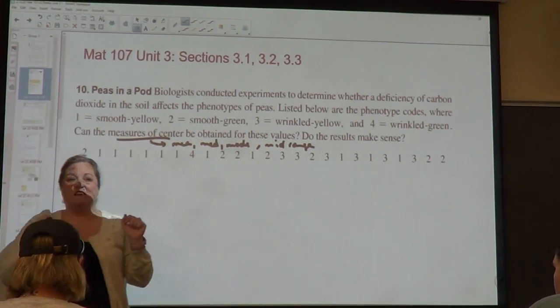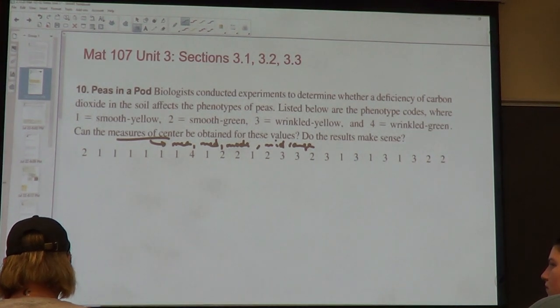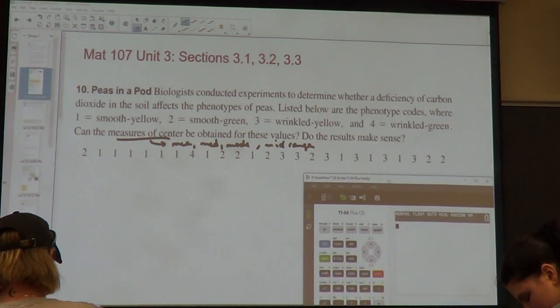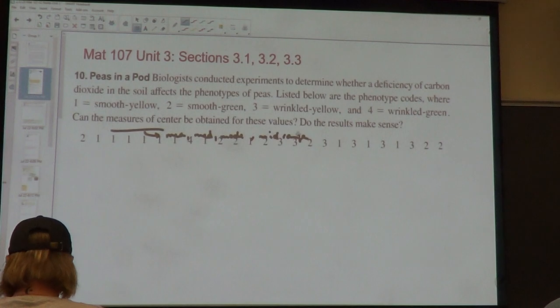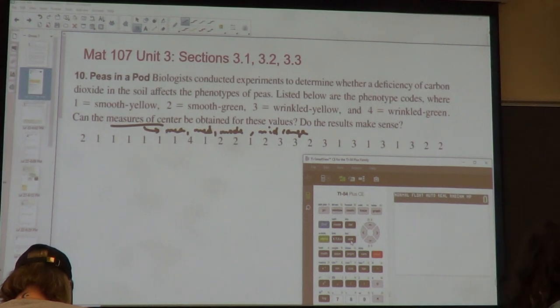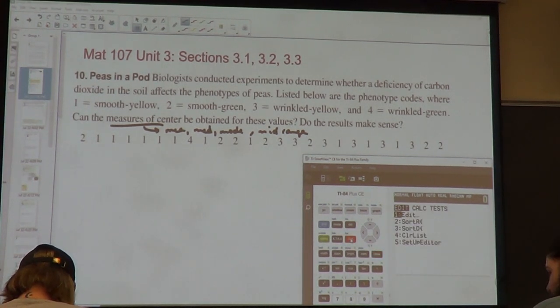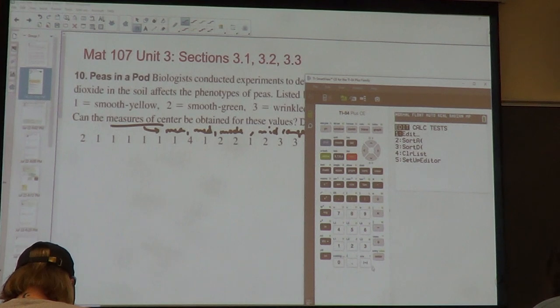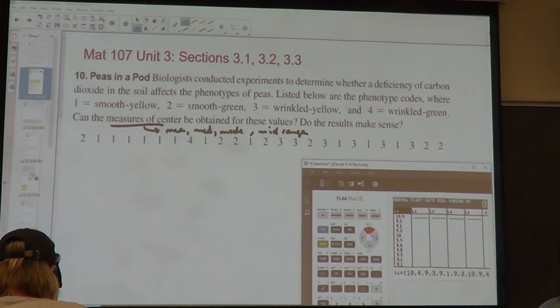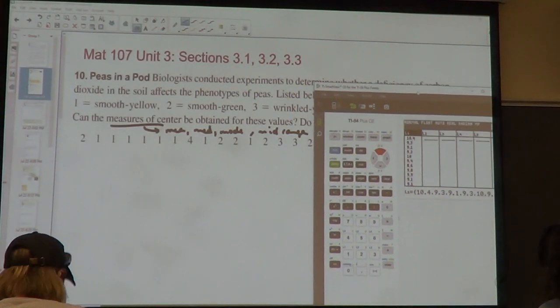Now, I showed you how to do this easier on your calculator. On our calculator, we're going to hit the stat button, because this is a statistic problem. The stat button is next to your arrows. And then we're going to do edit. So we do stat edit, and then you go up to the top and hit enter.